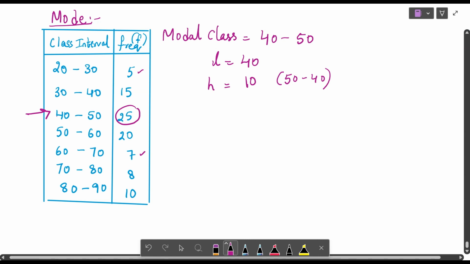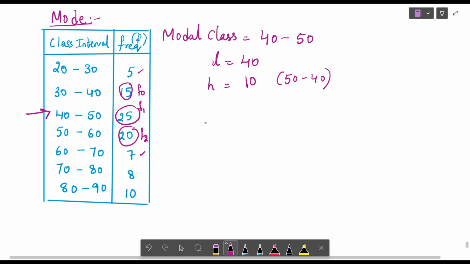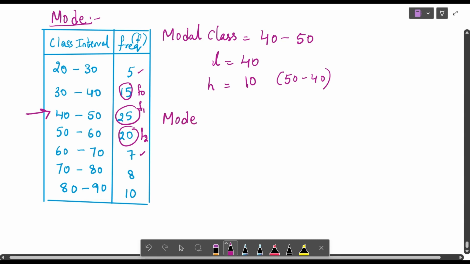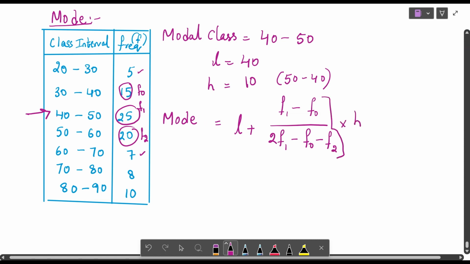So this 25 will be F1, students. The number before it will be F0 and the number after it will be F2. Now, you must know the formula for mode. What is the formula for mode, students? Mode is equal to L plus (F1 minus F0) by (2F1 minus F0 minus F2) into H. This is the formula, students. You have to learn the formulas.